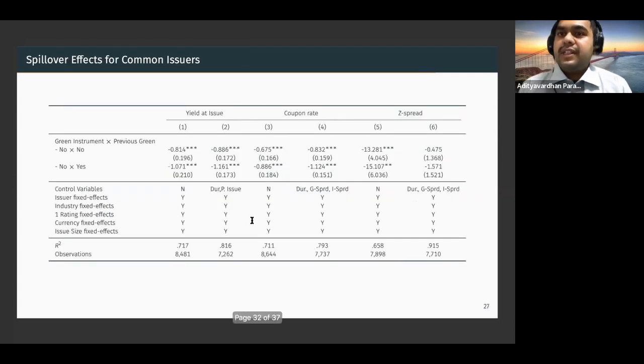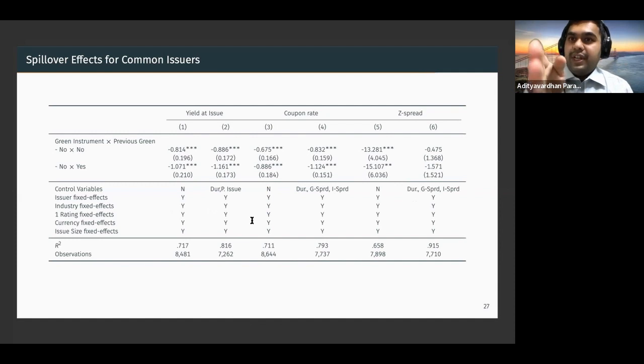So we develop an equation where we have a term which is an interaction of green instrument and previous green, where previous green is basically an indicator to show whether the previous instrument for the same issuer was a green bond or not. So if the previous green is yes, it implies that the issuer had previously issued green bonds.